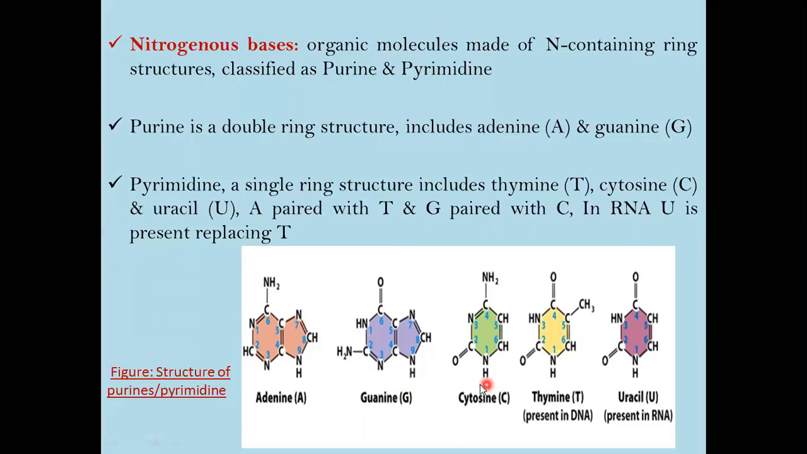These are pyrimidines. You can see here these are single ring structures, and the numbering is shown here: 1, 2, 3, 4, 5, 6. All are the same, you can see slight differences in the structure. The detail is given in this figure. So uracil, this third one, is only present in RNA, while cytosine and thymine are present in DNA.